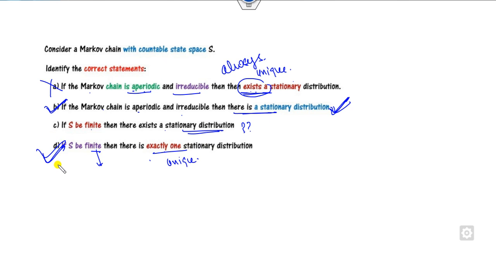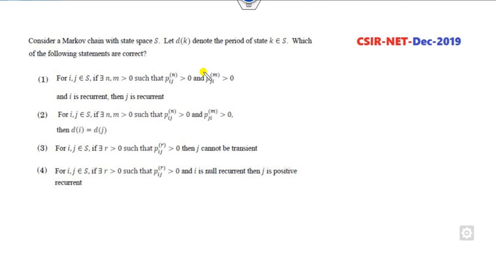Okay, look at this. I think this is the last question. Consider the Markov chain such that Pij is greater than 0 and Pji is greater than 0. What is the meaning of that? I communicates with J, J communicates with I. What is the meaning of that? I and J are in the same communicating class.